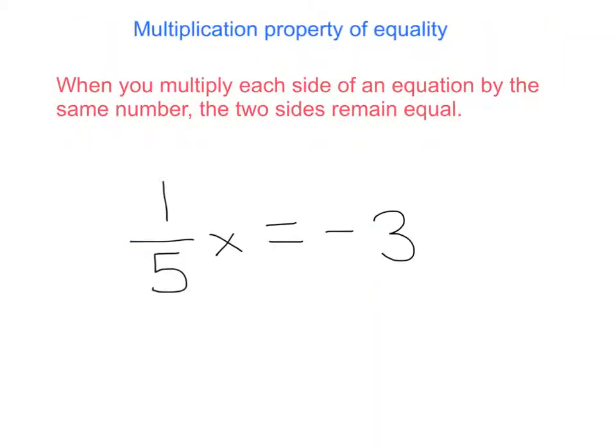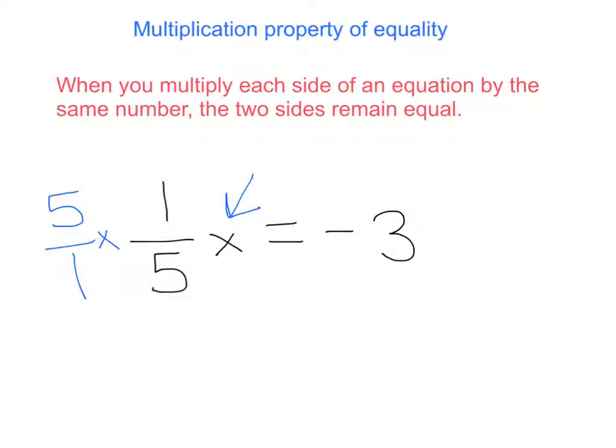There's also something called the multiplication property of equality, and this is when you multiply each side of an equation by the same number. So in the last example was division, this is multiplying. So here we have 1/5 x equals negative 3. Now I know that this looks like division because this x is being multiplied by 1/5. But when we divide fractions, you actually multiply by the reciprocal, or the opposite. So in this case, we're going to multiply both sides by 5/1.